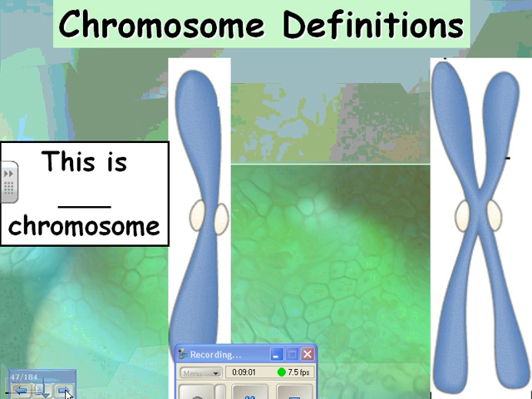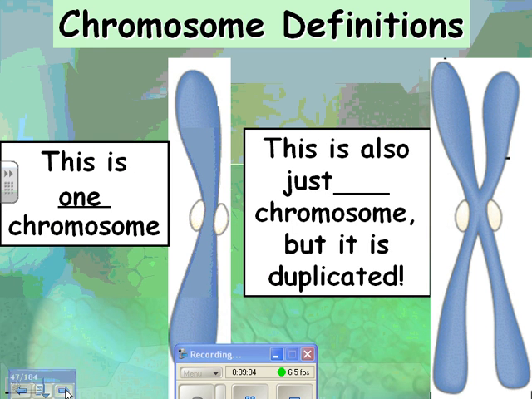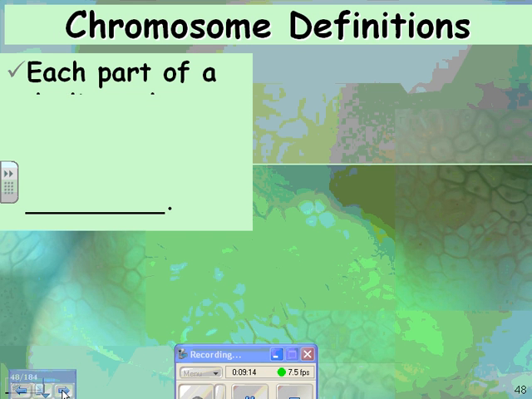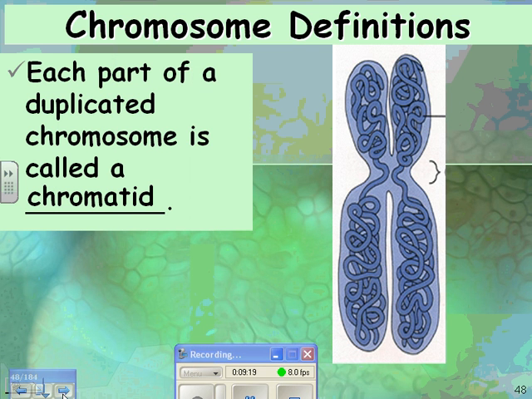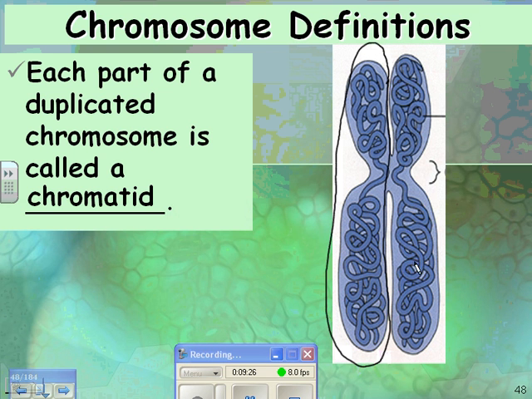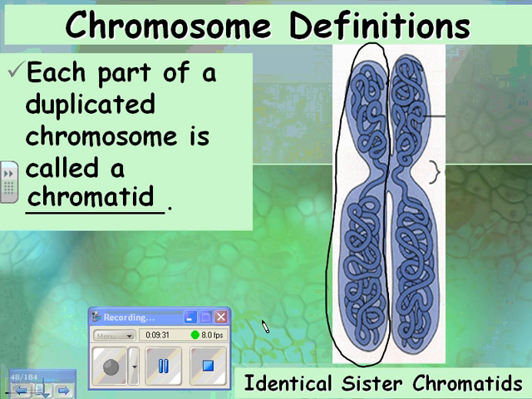Chromosome definitions. This is one chromosome. This one over here is also just one chromosome, but it's duplicated. Each part of a duplicated chromosome, a new definition here, is called a chromatid. So here's a chromatid, and this thing is another chromatid. So they're called sister chromatids, identical sister chromatids. So the whole thing is a chromosome. Each part of it is a sister chromatid.